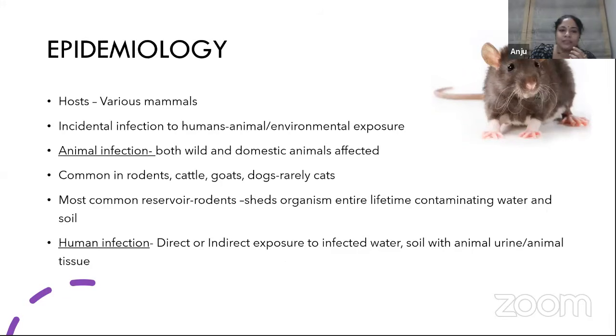The hosts are various mammals. Incidental infection to humans is by contact with either the animal or the environmental exposure. Both wild and domestic animals are affected. It's very common in rodents, cattle, goats, and dogs, but rarely seen in cats. The most common reservoir that we come across are rodents, which shed the organism through their entire lifetime, contaminating water and soil. Human infection is through direct or indirect exposure to infected water or soil, with animal urine or animal tissue.